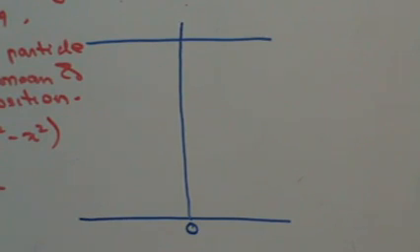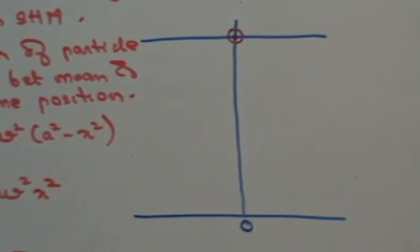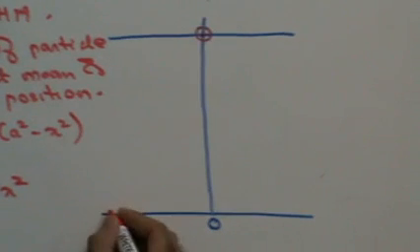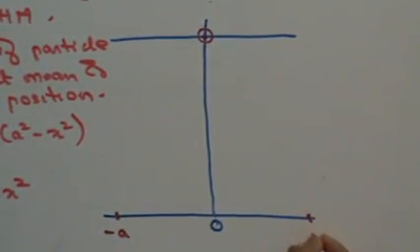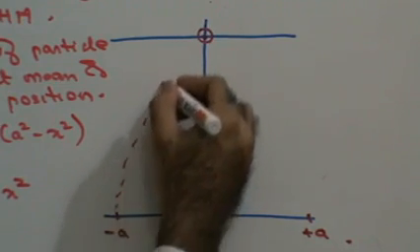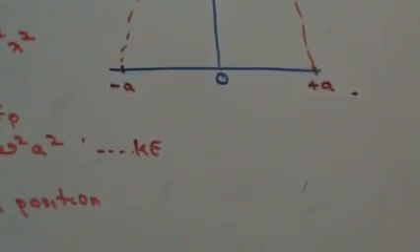I'm going to represent kinetic energy using a red line. Now, in mean position, we have derived that kinetic energy is half m omega square a square. So in mean position, kinetic energy is maximum. At extreme position, we had derived that kinetic energy is 0. So at minus a and plus a, kinetic energy is going to be 0. So the graph of kinetic energy is going to be like this. This is my graph of kinetic energy, right?